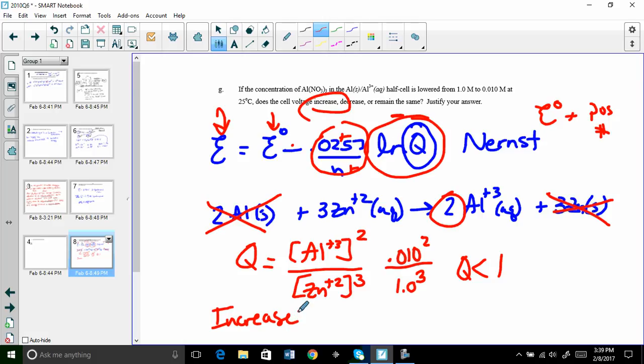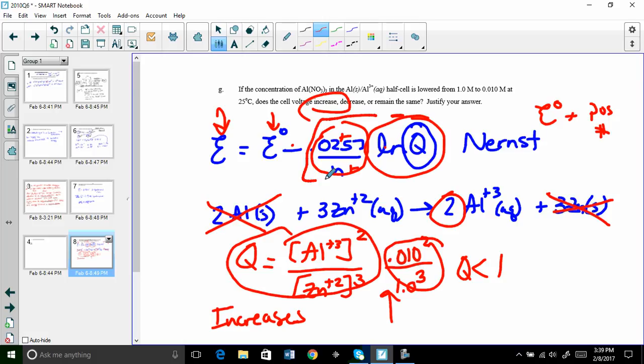And then you have to explain all that with words. This would be the expression for Q. You can obviously either do the math or see from here that Q would be less than 1. And so 0.0257 divided by 6 times the natural log of a number less than 1, this whole term here is going to be negative. And a negative minus a negative is positive, which means the cell voltage goes up. All right, I hope that helps.